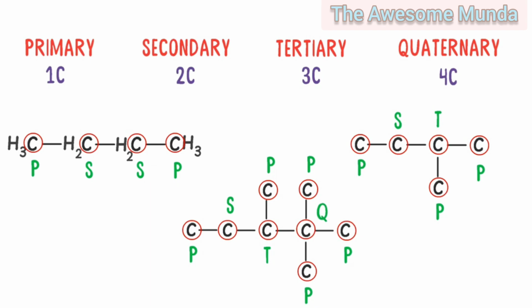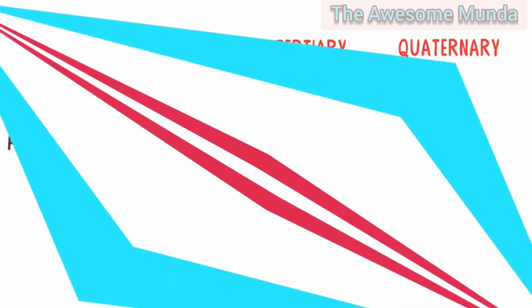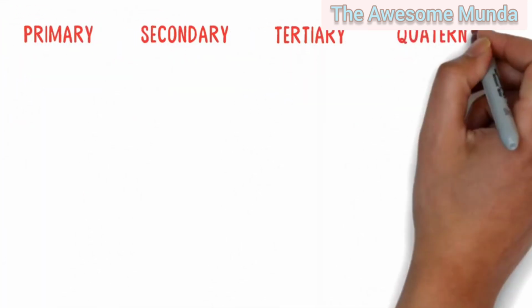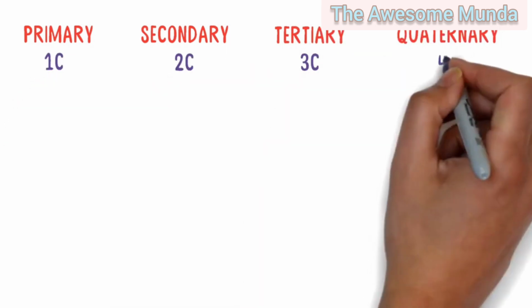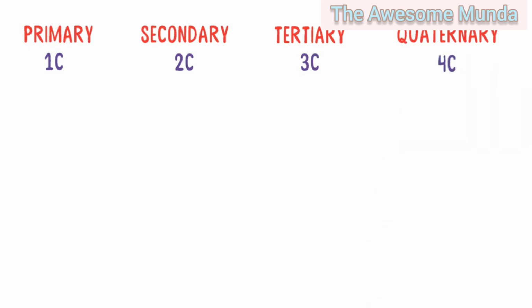Now let me take you to the next level. I write primary, secondary, tertiary and quaternary. I write 1, 2, 3, 4. Also, for primary, I write N. For secondary, I write iso. And for quaternary, I write neo.